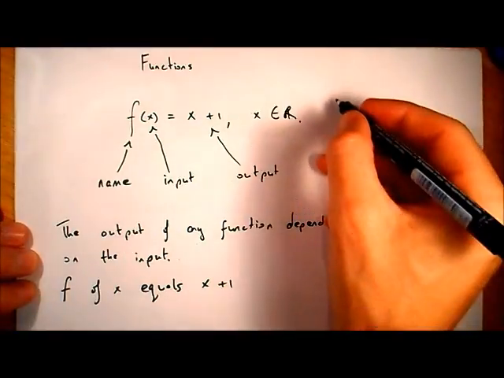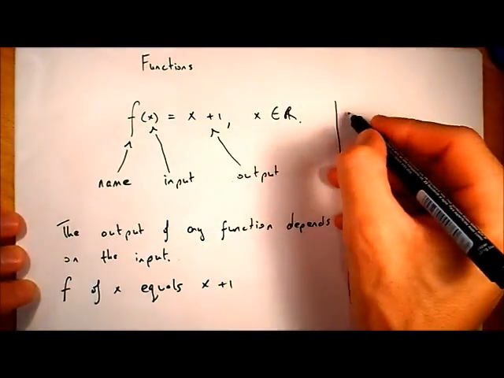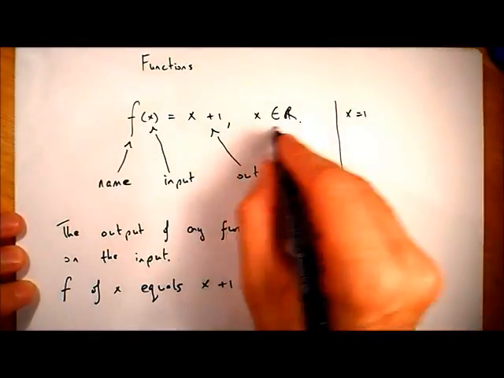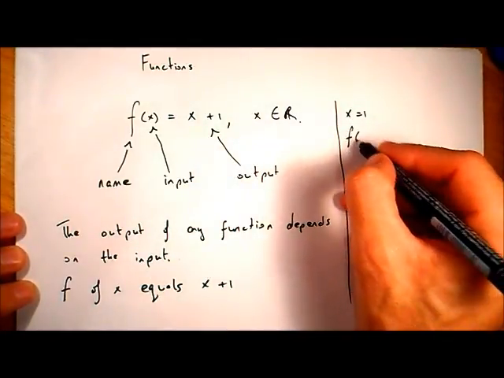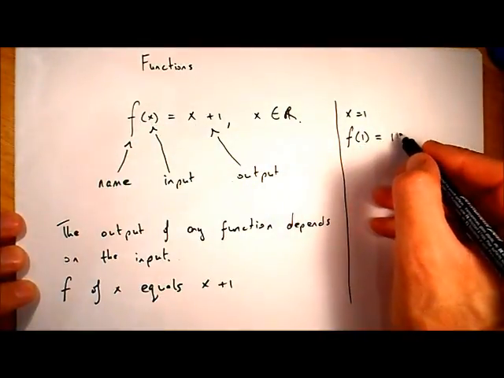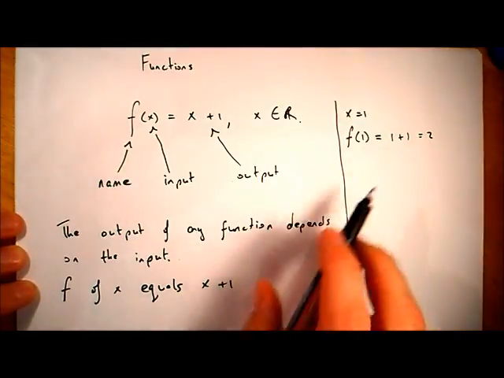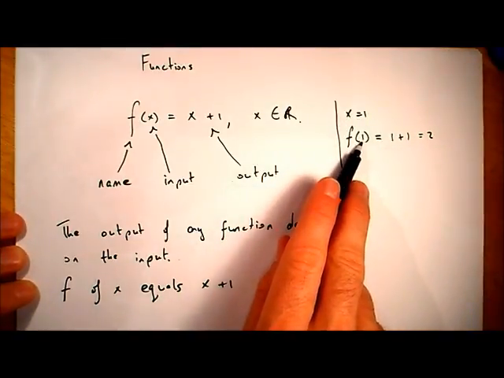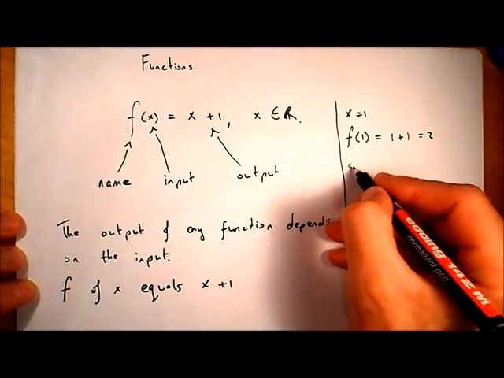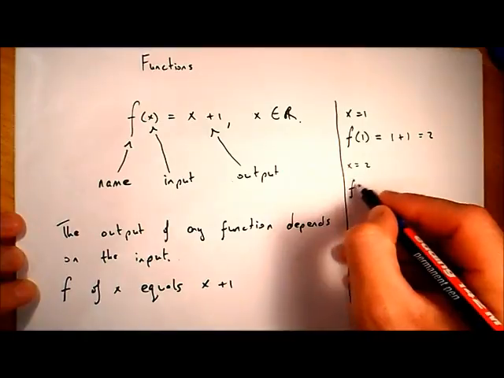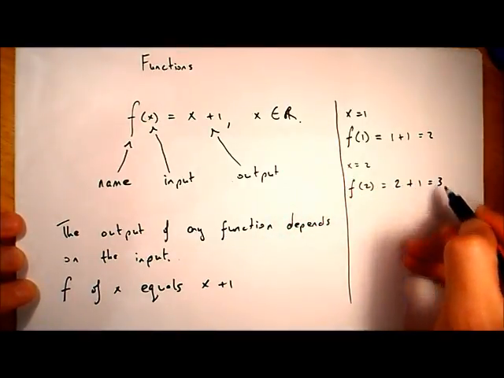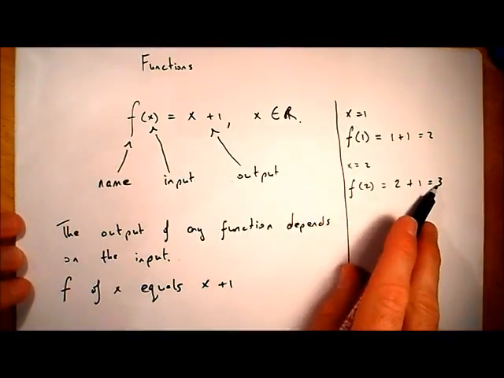So let's have a look at a few examples. Say we let the input, we say x is equal to 1. So when the input is 1, which is a real number, the output, we write it like this, f of 1 would equal 1 plus 1, which is 2. So when the input is 1, the output is 2. So the output depends on the input. When x is equal to 2, we have f of 2, which would be 2 plus 1, and 2 plus 1 is 3. So when the input is 2, the output will be 3.